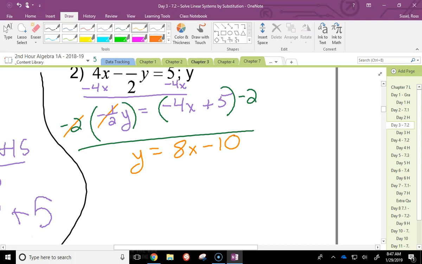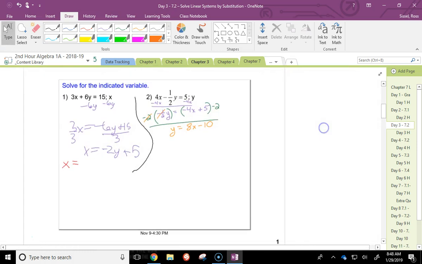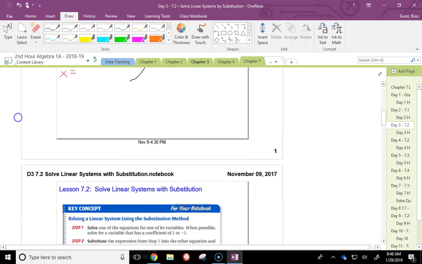I want to go again, so that one note doesn't kick me out. Alright. This is one of the biggest things that you're going to have to do today. You are going to have to solve for this.